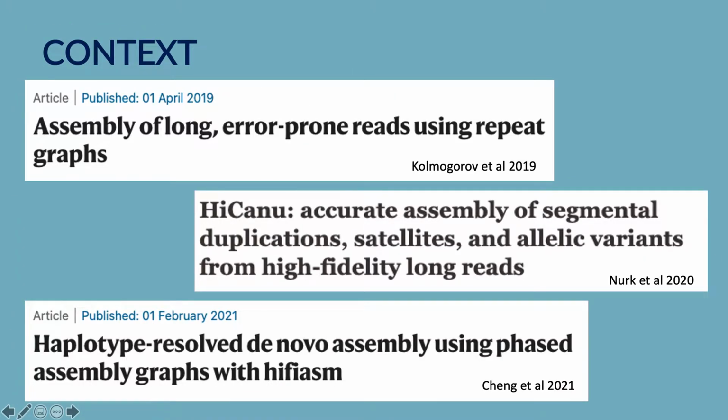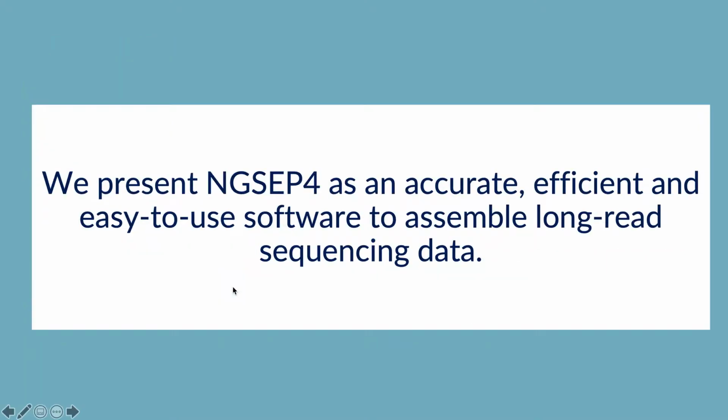As a consequence of HiFi reads and also ONT reads from nanopore, new algorithms such as Flye, Canu, and hifiasm have been developed to achieve nearly perfect assemblies of complex genomes. However, new algorithmic techniques have the potential to further improve the accuracy and computational efficiency to build both haploid and diploid genome assemblies. We present here HitSeq as an accurate, efficient, and easy-to-use software to assemble long-read sequencing data.